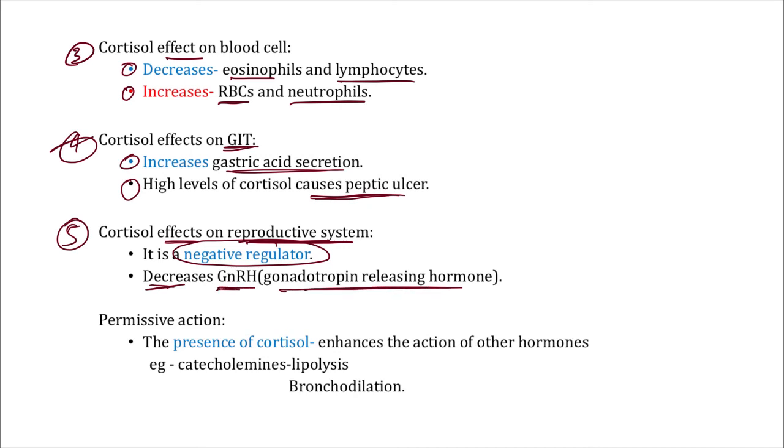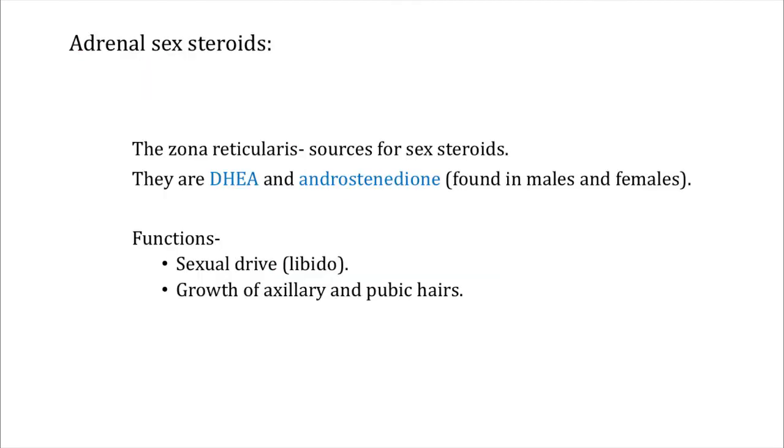Very important. Now the last and very important, the sixth function of cortisol is permissive action. Here cortisol need not do anything. Only the presence of cortisol enhances the actions of other hormones. See here, the actions of catecholamines are lipolysis and bronchodilation. So in the presence of cortisol, these actions of catecholamines will be more pronounced, right?